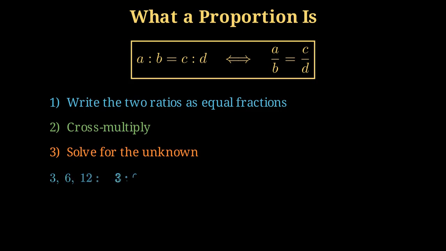Look at 3, 6, 12. 3 to 6 is 1 to 2, and 6 to 12 is also 1 to 2. When the ratio of the first to the second equals the ratio of the second to the third, the 3 numbers are in continued proportion. The middle number, 6, is called the mean proportional between 3 and 12.